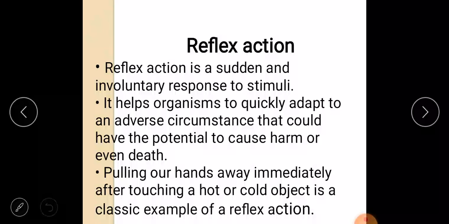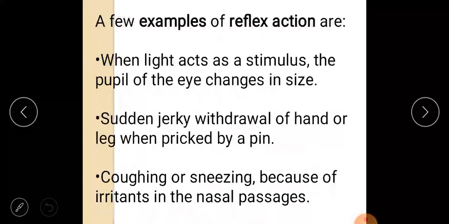The spinal cord is associated with reflex action. Now, what is reflex action? The definition can be asked. The examples could be asked. Reflex action is a sudden and involuntary response to a stimulus. It happens immediately, without thinking, without the involvement of the brain. It helps organisms to quickly adapt to adverse circumstances that could cause harm or even death, like pulling our hands away immediately after touching a hot or cold object, a classic example of reflex action. Some more examples are there.